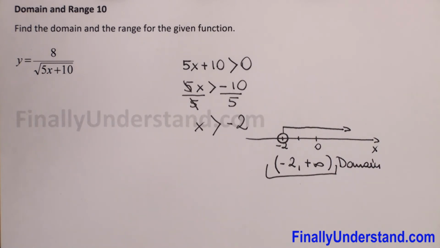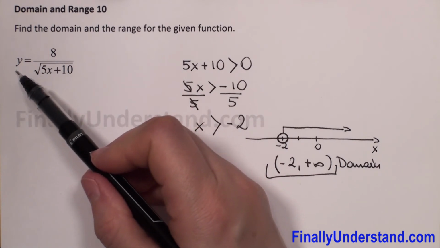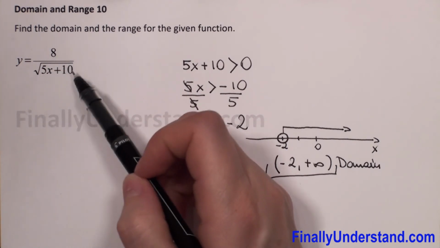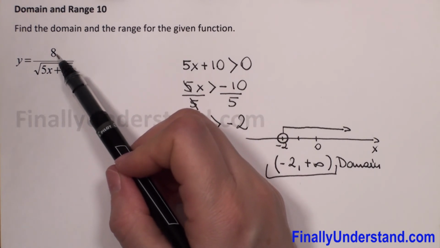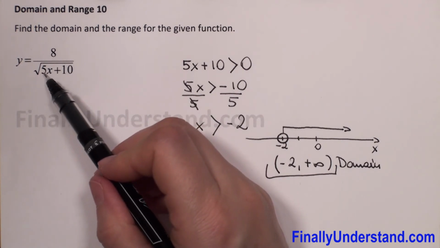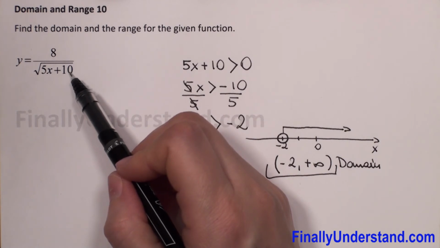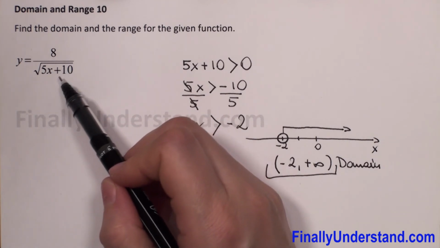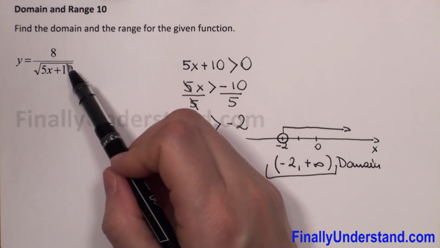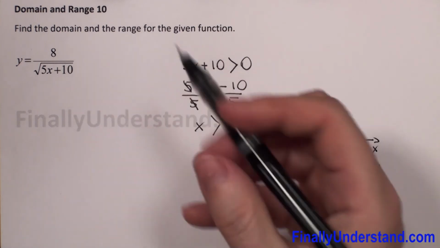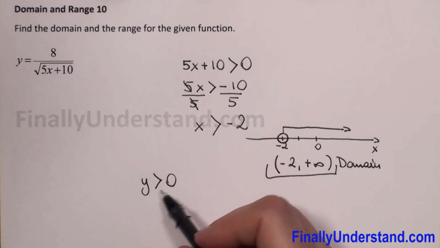Now we have to find the range. It means we have to find all values of y. Let's see what we have here. Numerator is positive always because we have 8. It's constant number. In denominator we have square root. The value of square root is always positive. So positive over positive will give us positive number always on the right side. So our range is all positive number greater than 0.